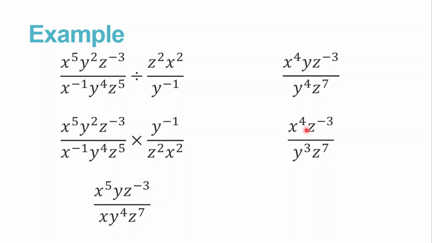Okay, so next we have the same example, z to the 7. So 7 minus negative 3. Those two negatives will form a positive. So 7 plus 3, that will give you z raised to 10. So that's the final answer because we can't simplify it any more right now.